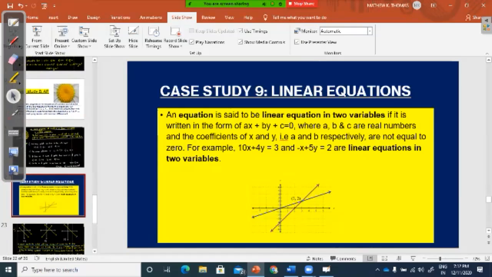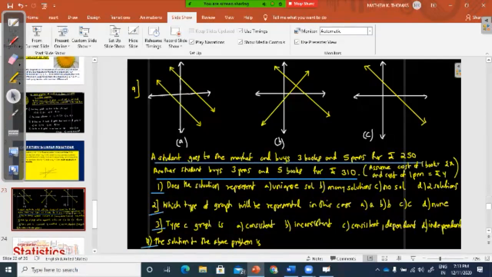Linear equations. Now, what is a linear equation? You are all aware. You will get a pair of straight lines, and lots of questions can come. Somebody is going to buy in a stationery or going to the market. Some real life situation will be given to you in linear equations. So we can expect one question like this, and I have prepared one. A student is going to the market and buying 3 books and 5 pens for 250 rupees. Another student buys 3 pens and 5 books for 310. Something like that you will find in your textbook also. Assume the cost of one book as rupees X and the cost of one pen as rupees Y. Does this situation represent a unique solution? Does it have many solutions, no solution, or 2 solutions? How many solutions will this have?